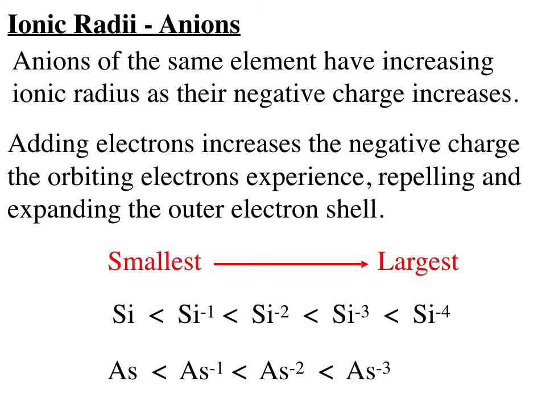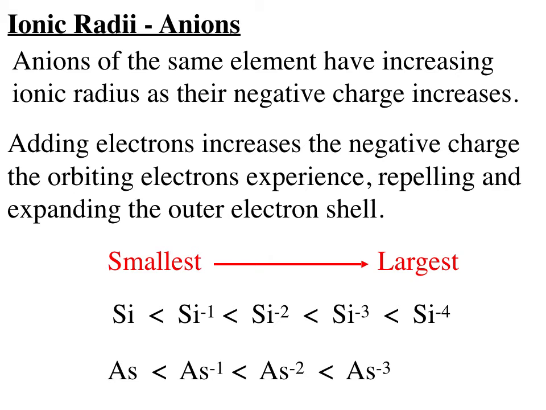So the more negative an anion becomes, the larger its atomic radius. Now the less negative an anion is, the smaller its atomic radius. Now, what we are speaking about is an anion of the same element. Notice I'm not going to ask you about the relative size of a carbon -2 versus a nitrogen -4. That's not how we're going to do it. I will ask you for anions of the same element.